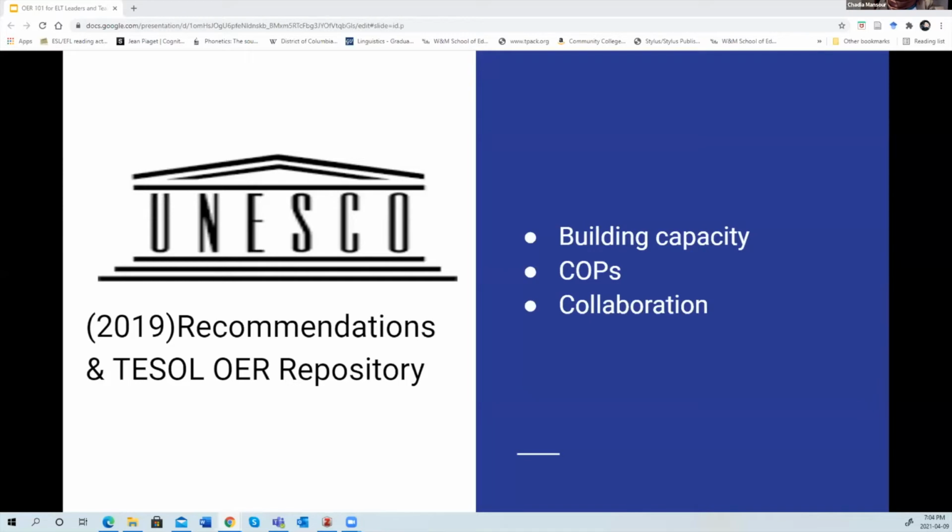the ELT field in general. So by supporting the housing and dissemination of OER, TESOL International Association will help in building inclusive knowledge communities and support quality education that is equitable, that is inclusive, that is open and participatory, as well as enhance academic freedom and professional autonomy of teachers by widening the scope of materials available for teaching and learning.